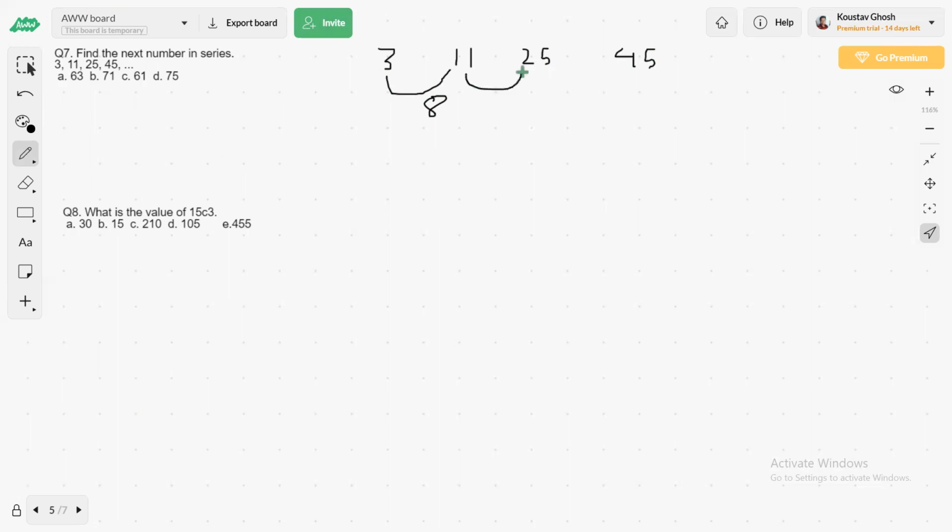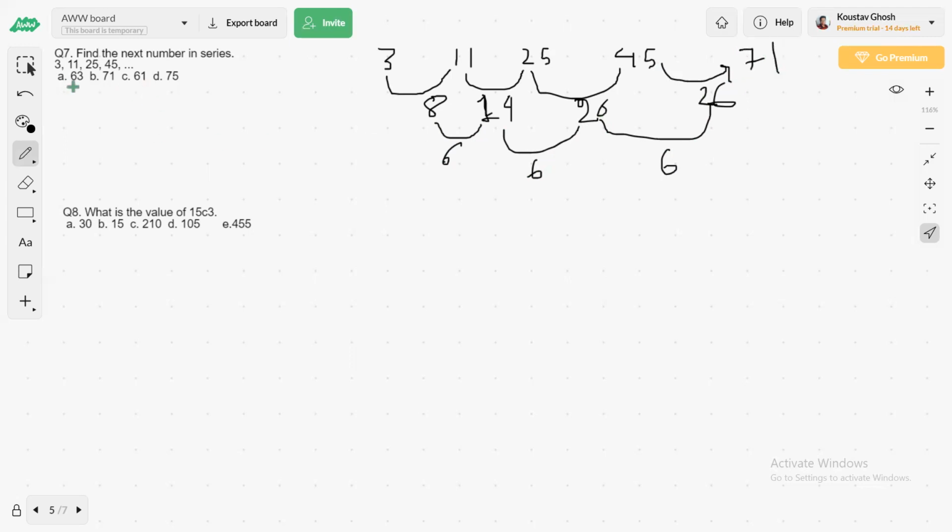Then the gap between 11 and 25 is how much? 14. Then the gap between 25 and 45. What is the gap? 20. So, see, the gap between 8 and 14 is 6. Gap between 14 and 20 is 6. So the next gap will also be 6. So 20 plus 6 is 26. Then calculate 45 plus 26. That is nothing but 71. So option B is correct.